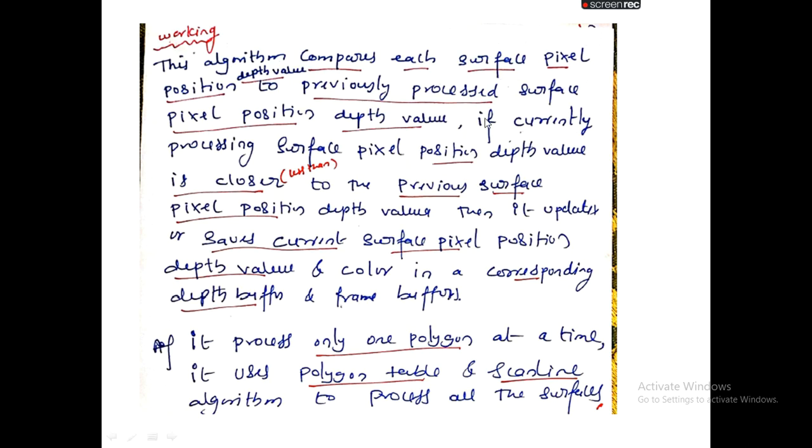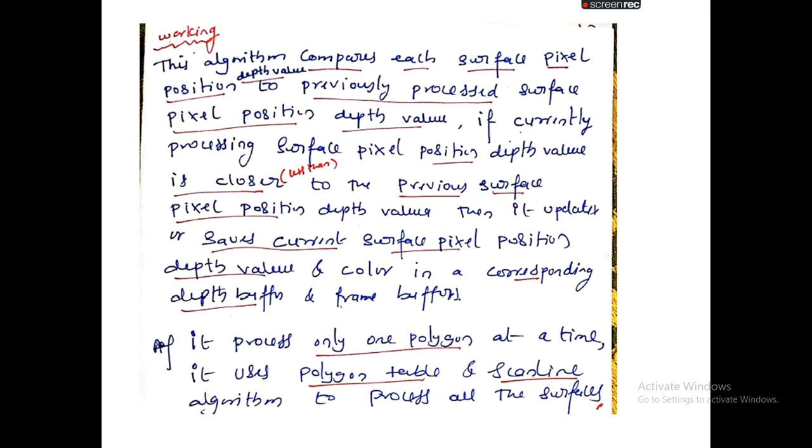After comparing, if the currently processing surface pixel position depth value is closer to the observer than the previous surface pixel position depth value, closer meaning the distance should be less, then it updates and saves the current surface pixel depth value and current color in the corresponding depth buffer and frame buffer. So in the case of the Z buffer algorithm, we are using two types of buffers.